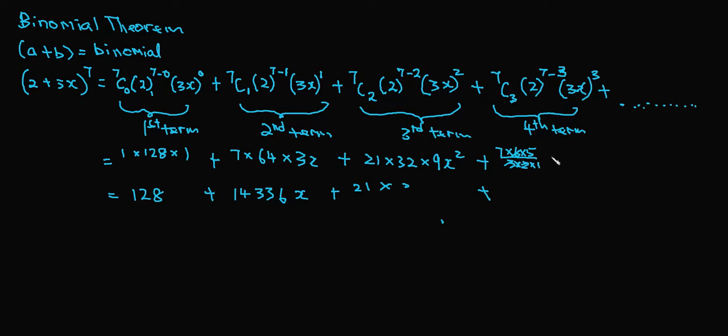Now, this time, 7 minus 3 gives you 4. 2 to the power 4 is 16. Times 3x to the power 3. 3 to the power 3 is 27, times x cubed.